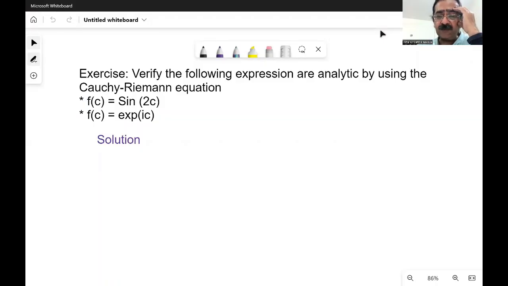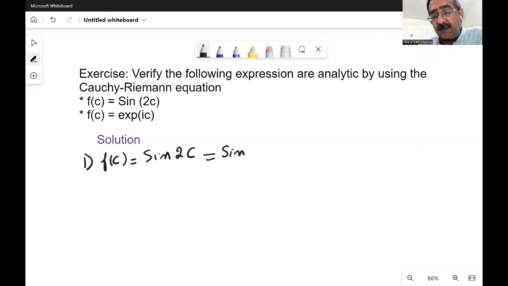As mentioned, the exercises are to verify that the following expressions are analytic by using the Cauchy-Riemann equations. Let's start from the first: f(z) = sin 2z. As we know, z is a complex variable, z = alpha + i beta. Alpha and beta are both real, but alpha is along the real axis and beta is along the imaginary axis.